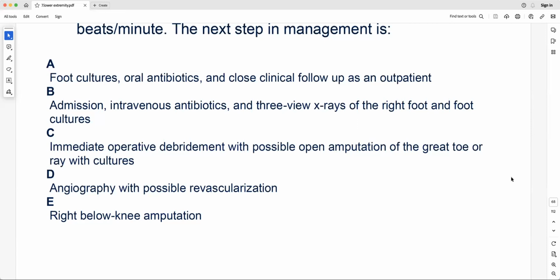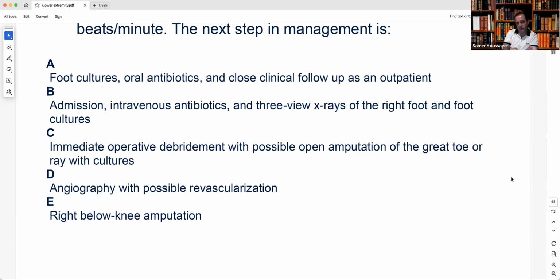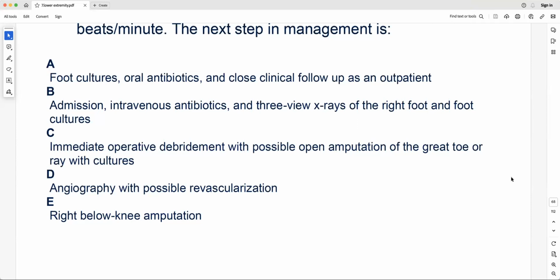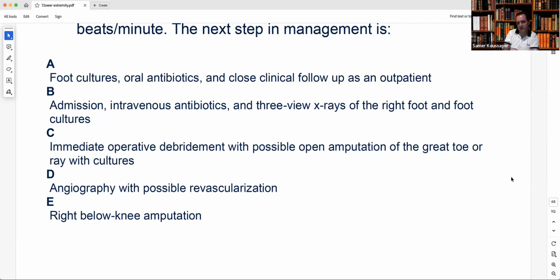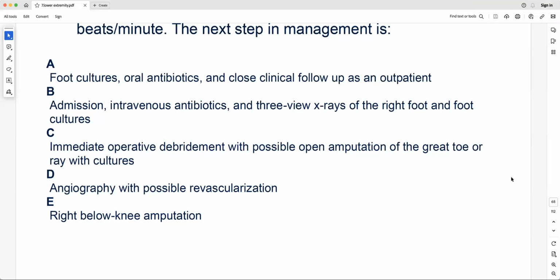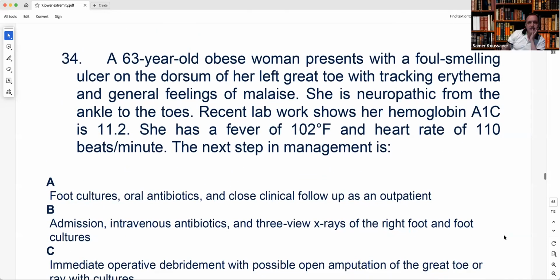Angiography with possible revascularization, but maybe it's not the first step if she needs it. Right below-knee amputation, no. So I'll go with... So the question was what they want to ask you, so the next step will be B. Intravenous antibiotic and debridement of the right foot. That's the initial next step. Yeah. The next step in the management.